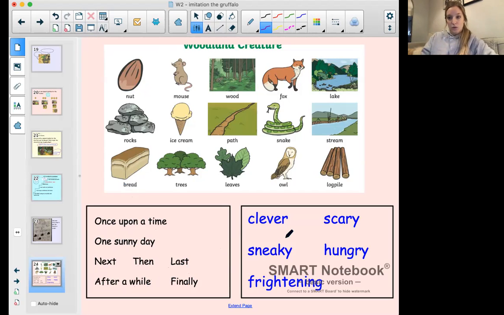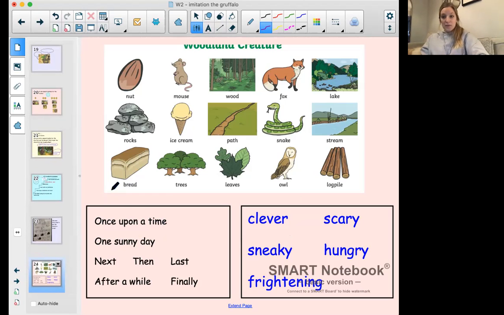And in this box with the blue letters, we have some different adjectives that we came up with earlier in the week. So we have clever, scary, sneaky, hungry, frightening. Now, you don't only have to use those adjectives. You can certainly use some of your own, but this is your word mat to help get you started so you know how to write some of those words and some of those phrases that you'll need to use in your story. So this would be a good page to press pause when you start writing it so you can keep it up on the screen and it can help you with your writing.